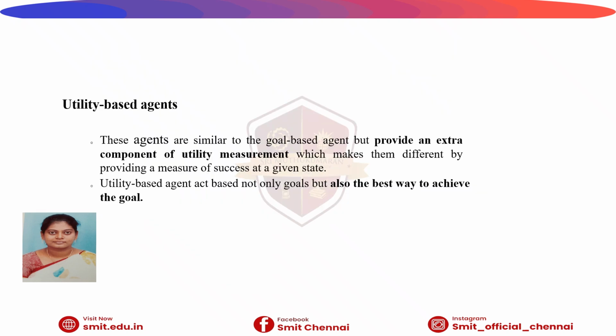Utility based agent. These agents are similar to the goal based agent. It has an extra added component of utility measurement, meaning it will have the option of what is the best way to achieve the goal. There are many ways to achieve the goal. What is the best way to achieve the goal, and whether the consumers will be satisfied. So that is what utility based agents include.